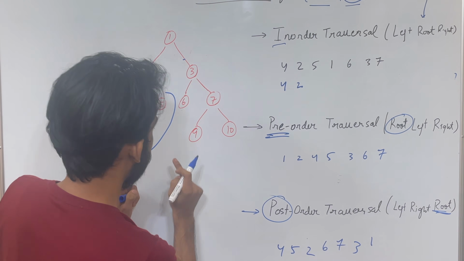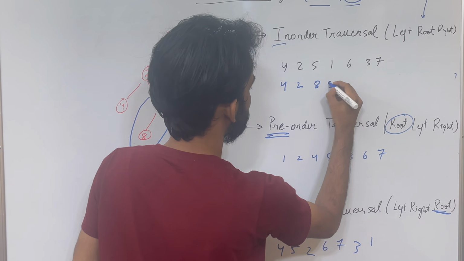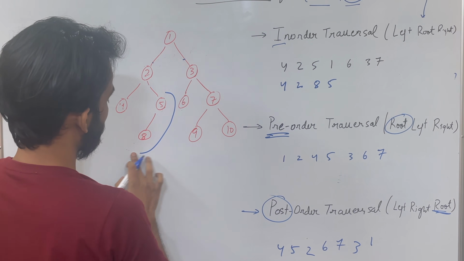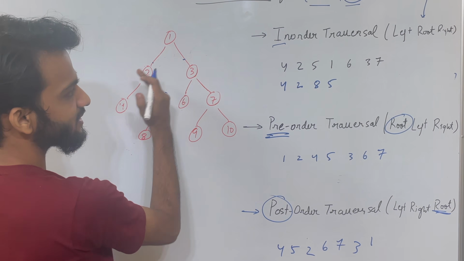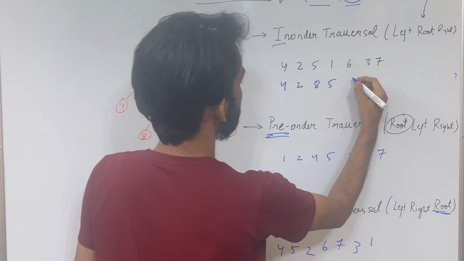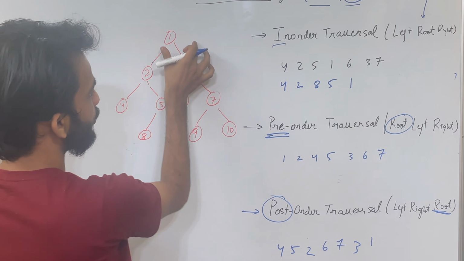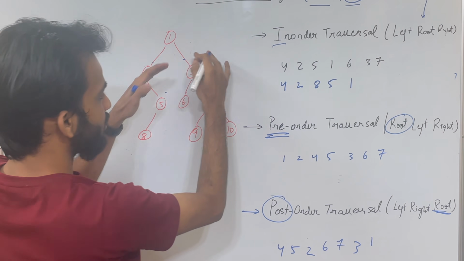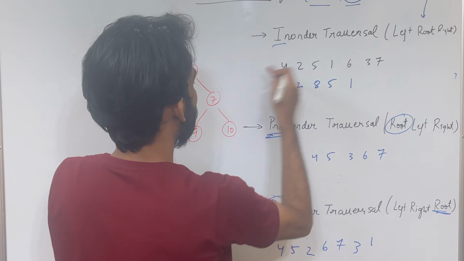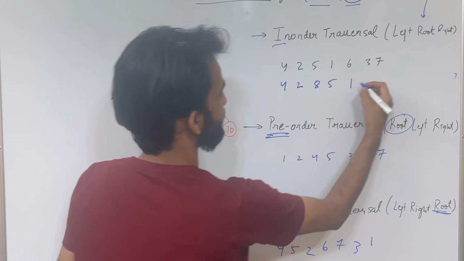Left, root, right. So, 8 and 5 will go. So, I can say, if I do this, my job for the left guy is done. It's time for root. So, the root will be 1. So, left, root, now will come the right. Now in this right, again you'll apply left. So, left will be 6.